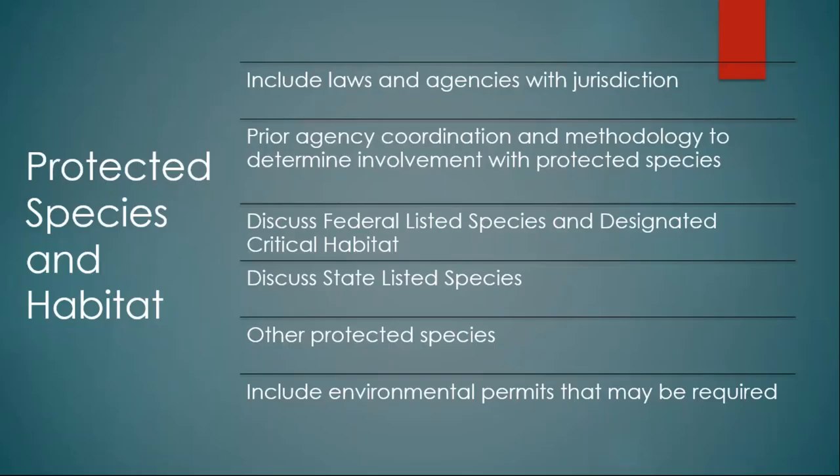For the protected species and habitat section, be sure to include the laws and agencies with jurisdiction, include any prior agency coordination and methodology used to determine involvement with protected species. Be sure to include federal listed species and designated critical habitat. Also discuss state listed species and other protected species, and include any environmental permits that may be required.